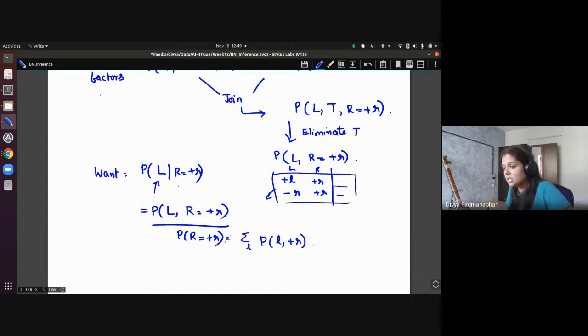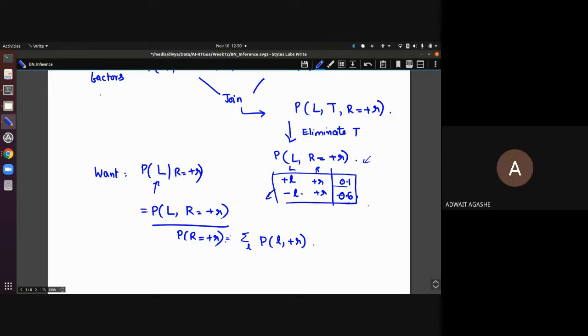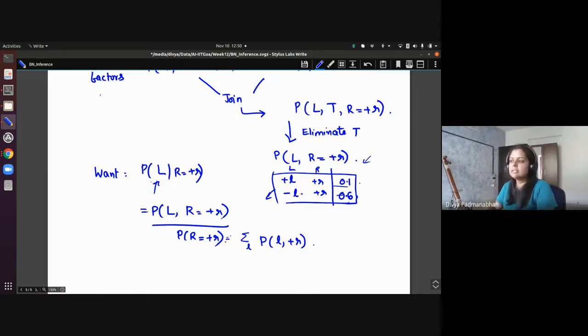So what you're essentially doing is you take this table and you scale it. Each entry that you have here, you divide it by the sum. For example, suppose these values are 0.1 and 0.6, where this one is minus L. Does this table have to sum to 1 or no? No, because we are taking only one value of R, so this doesn't have to sum to 1.